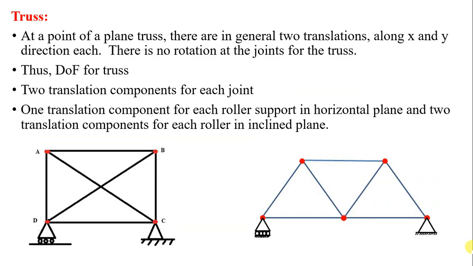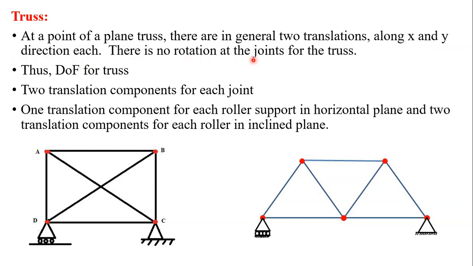Now a truss is a different type of structure. In case of a truss, these joints cannot resist moment. These are pin joints. At a point of a plane truss, there are in general two translations, along the x and y directions, since the joints only transfer forces in the vertical or horizontal direction. So at a point of a plane truss there are in general two translations, one along the x direction and second along the y direction.